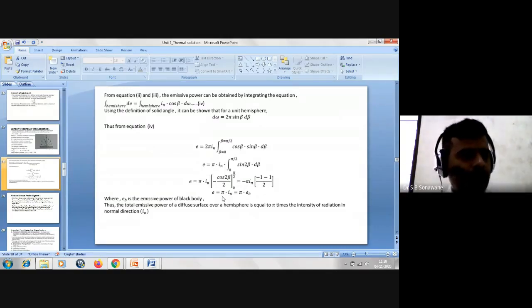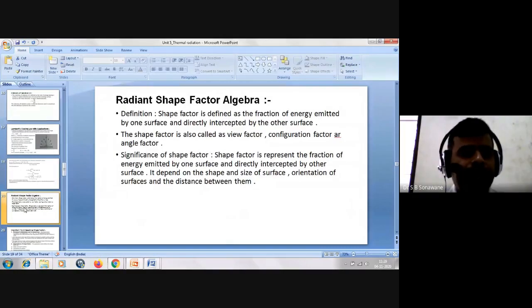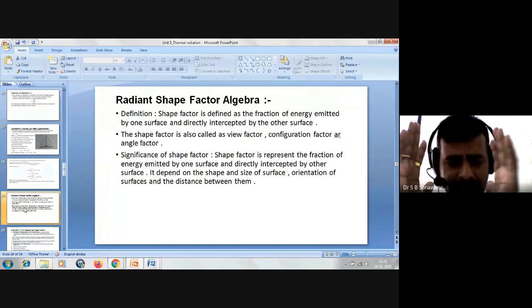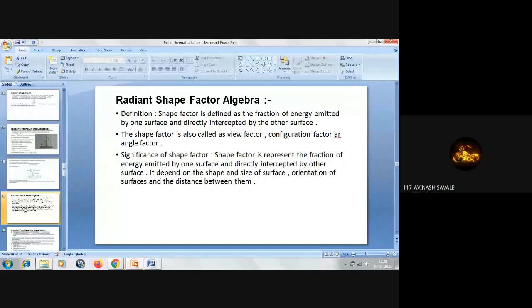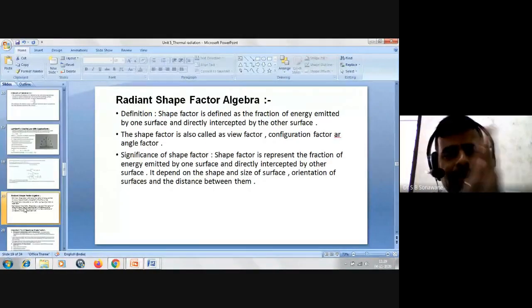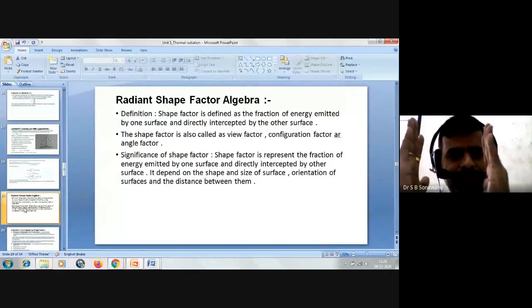So the next topic is shape factor. This is a very important factor in radiation. Is my hand visible or not? Visible, very good. So I have two surfaces here. This is surface 1 and this is another surface.